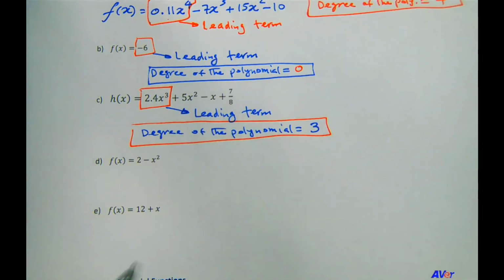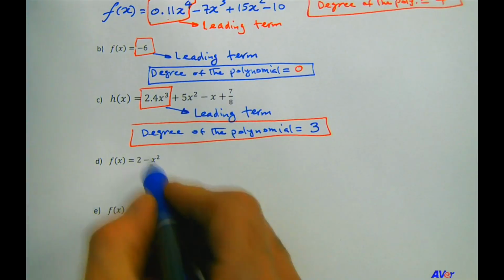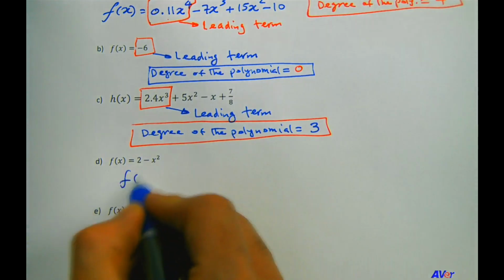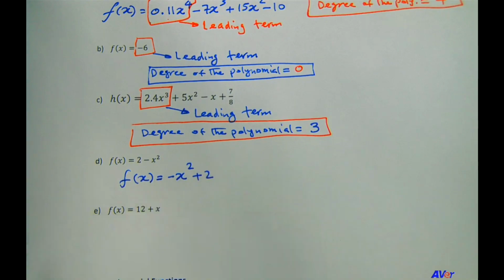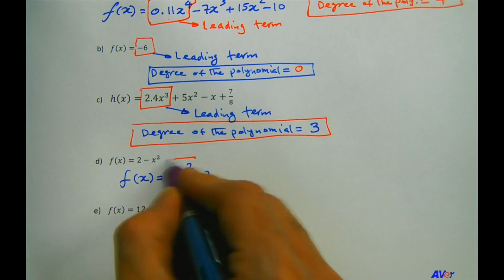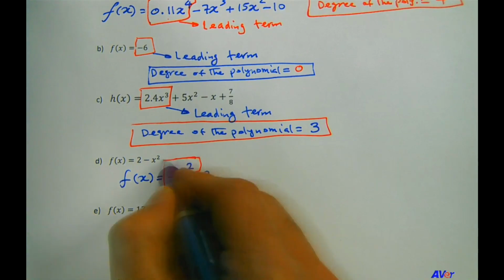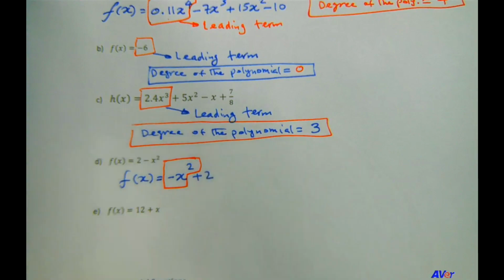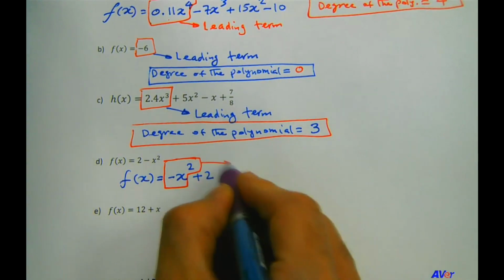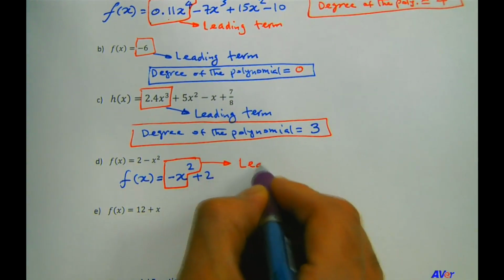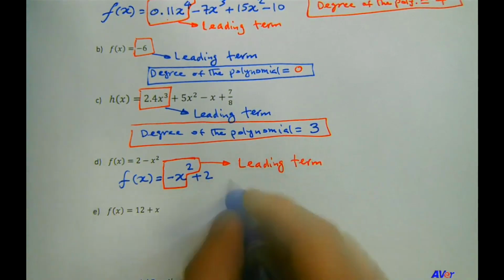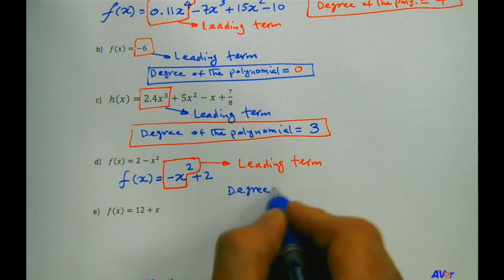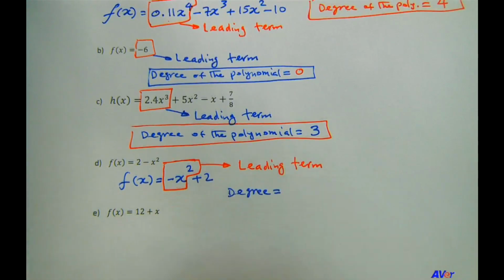Next, let's put this in order. So we have f of x equals minus x squared plus 2. And the leading term is that one. And the degree of the polynomial is equal to 2, right?